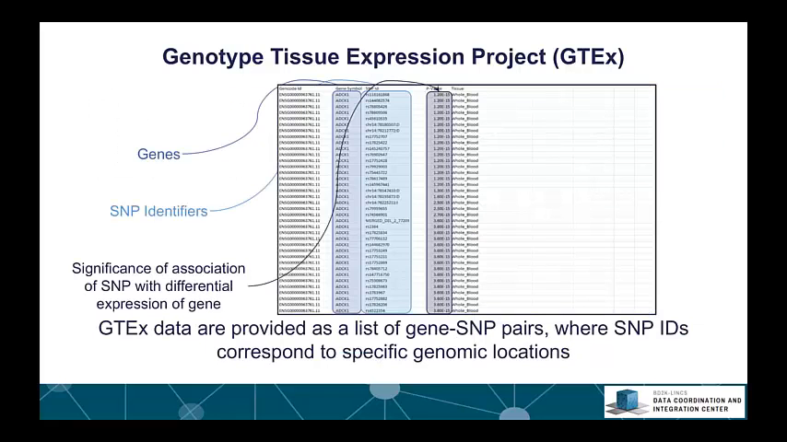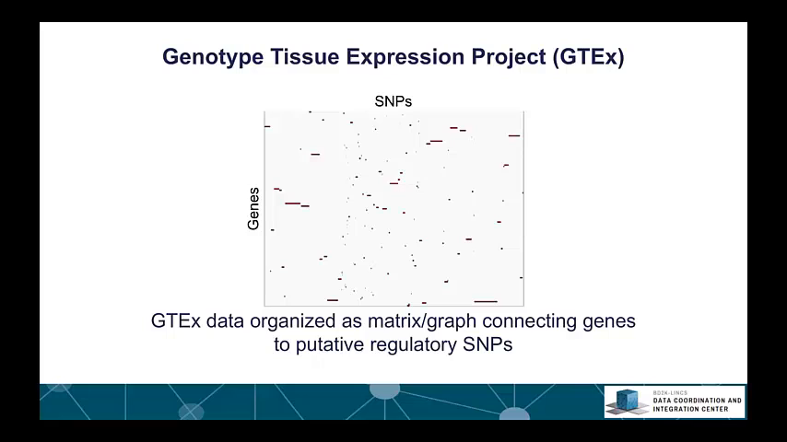The GTEx dataset is structured as a list of gene, SNP, p-value triplets. This places it in the form of a weighted bipartite graph, where the p-values can be used to define weights of edges connecting genes to SNPs. Alternatively, a significance threshold can be applied to create an unweighted bipartite graph. This heat map is a visualization of the GTEx dataset.